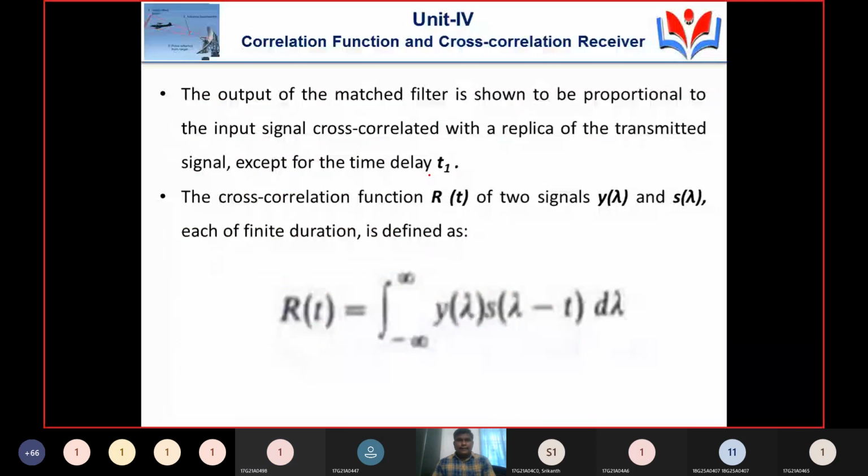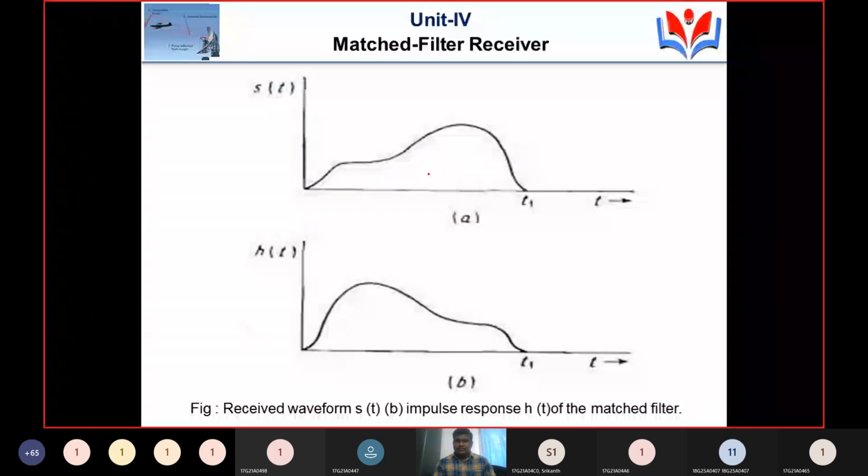Let us see: the output of the matched filter is proportional to the input signal cross correlated with the replica of the transmitted signal, except for the time delay t1. So we have seen this matched filter. This is the input signal and this is the matched filter impulse response. These two are the same, but it is a replica about T1. T1 is the point where we are going to have the maximum peak power.